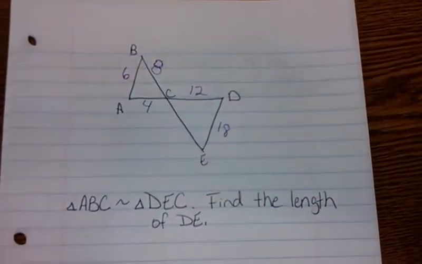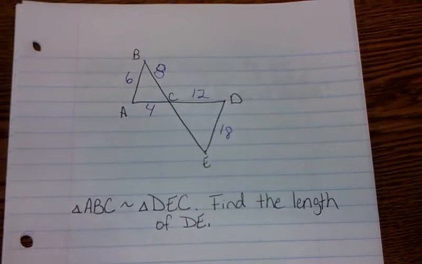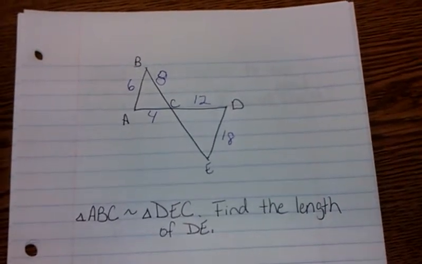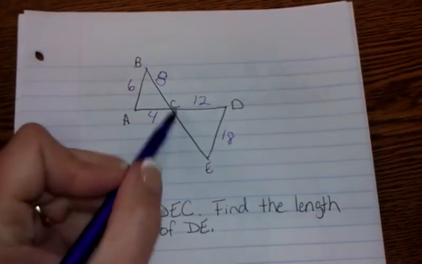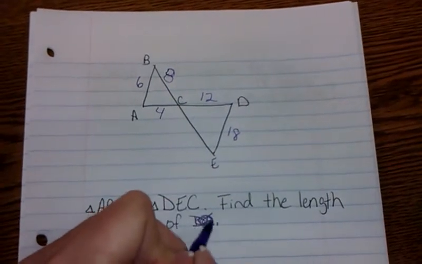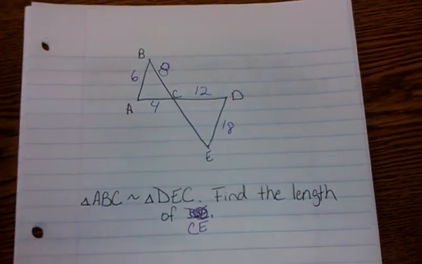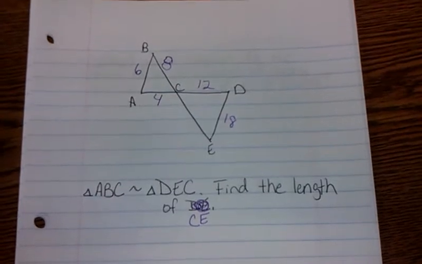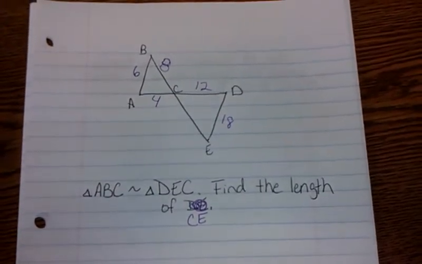Okay, so let's try this. Now that I have some numbers on there, now let's find our missing length. I said to find the length of DE, but we're actually going to find the length of CE. I want to find the length of CE. Okay, now pause the video and come back and see how you do.